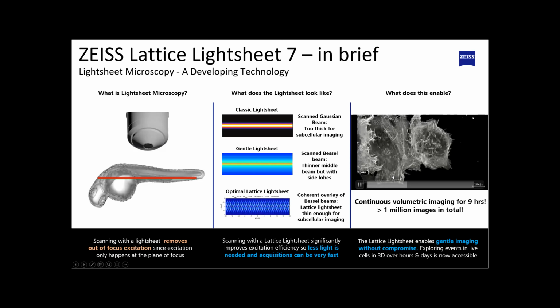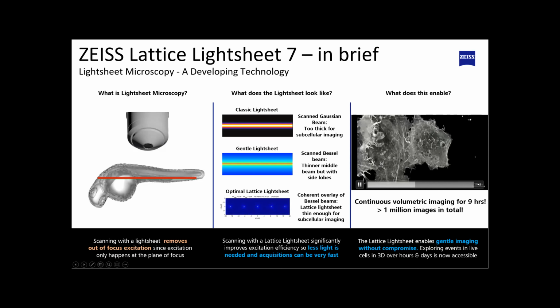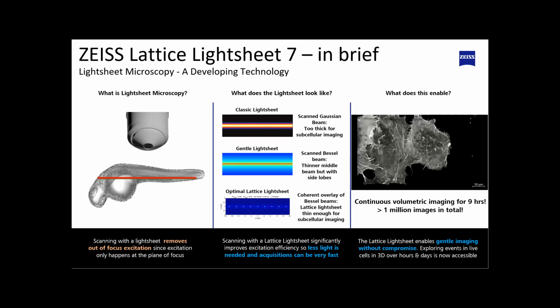continuous volumetric imaging of a Z stack. You always image a Z stack with a lattice light sheet over 9 hours. And you can see very intricate, fast movements, lamellipodia, filopodia, cytoskeletal rearrangement of the cell, and there's absolutely no indication of either photobleaching or photodamage in the cell over 9 hours. And this simply is not possible with any other technique.